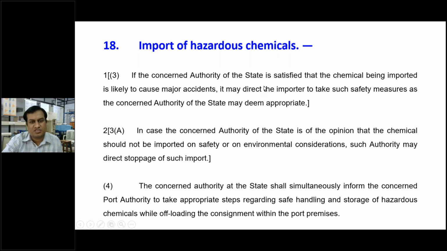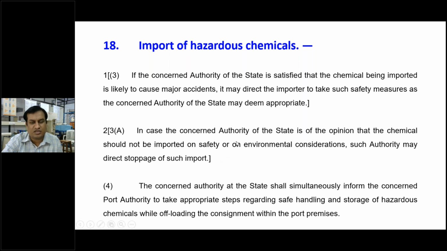If the concerned authority of the state is satisfied that the chemical being imported is likely to cause major accidents, it may direct the importer to take safety measures. So if the concerned authority thinks that the chemical you have ordered for import may cause a major accident, then the concerned authority may ask that importer to take safety measures related to those hazardous chemicals.